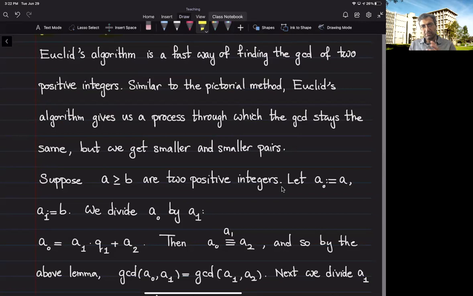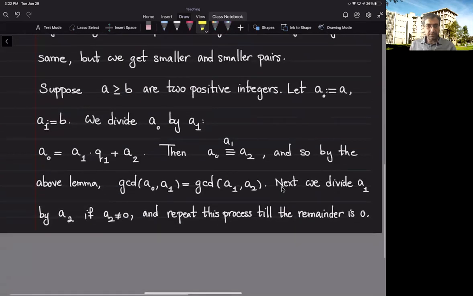So this method is not quite fast from an algorithmic point of view, but Euclid's algorithm, on the contrary, is extremely fast and extremely simple. So what is it? I give you two positive integers, let's say a and b, and you want to find the greatest common divisor of a and b. What Euclid does is the following. He introduces this sequence of non-negative integers. The first one is the max of a and b. Let's denote it by a sub 0. The next one is the minimum of a and b.